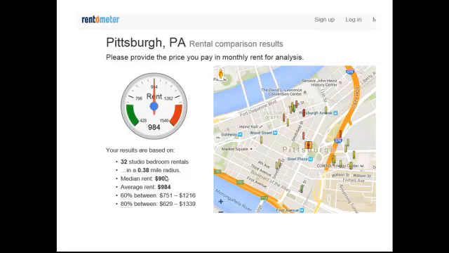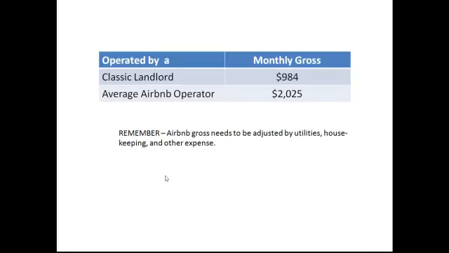And here in Pittsburgh, they're showing us that the average monthly rent is $984. So let's compare those together. We have the classic landlord who's renting by the month, who brings in an average of $984, and the average Airbnb operator brings in $2,025. So you can see it's more than twice as much.